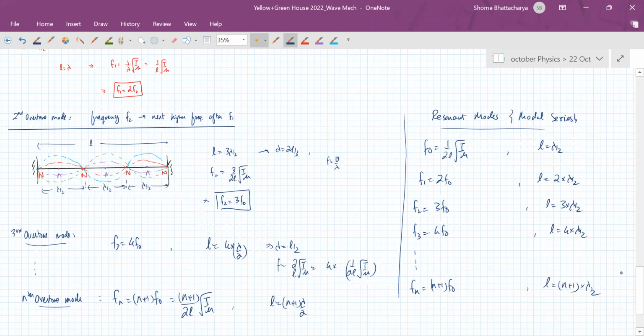accommodates between the two rigid boundaries, or the two fixed boundaries. In the nth overtone mode, it will accommodate n plus 1 loops. Fundamental mode, it accommodates a single loop. First overtone 2 loops, second overtone 3 loops. So like that, that series continues. Like a natural number series, actually more like a whole number series.